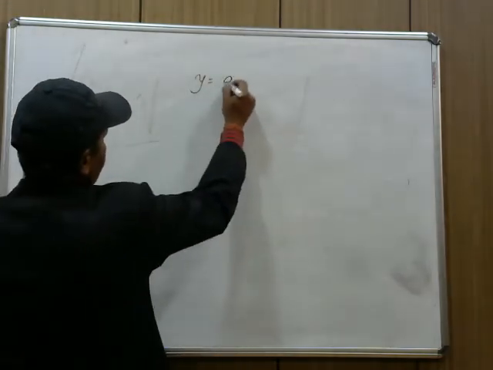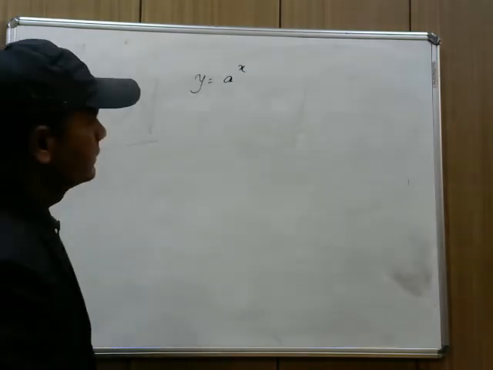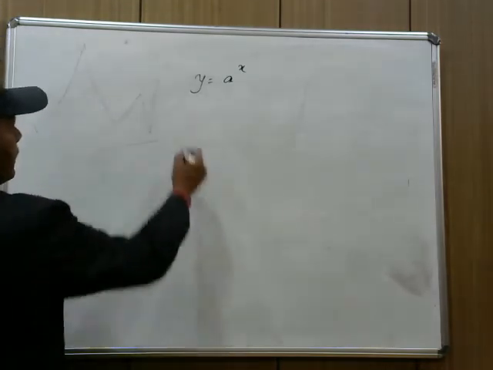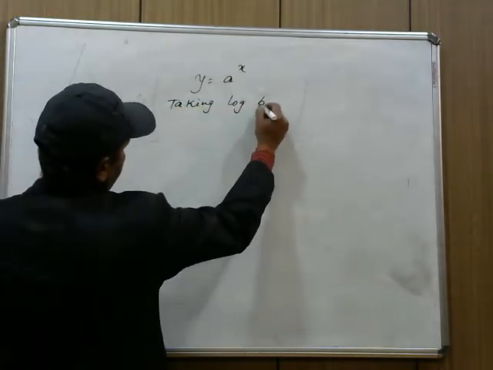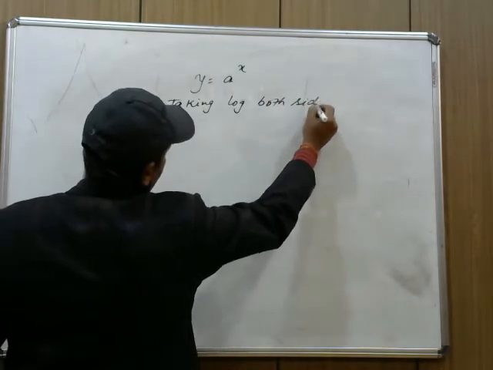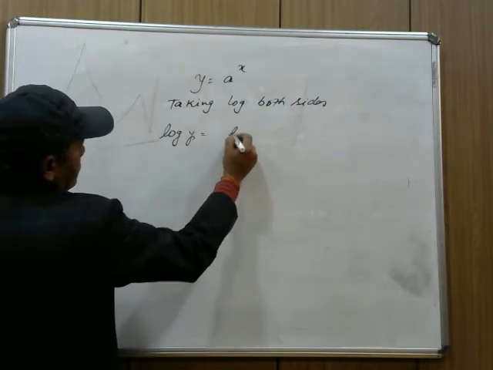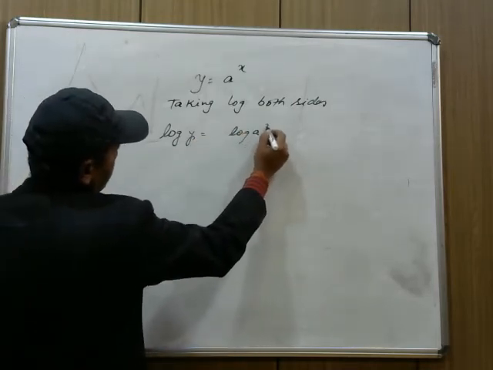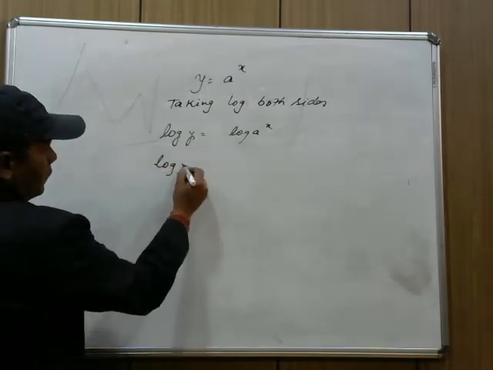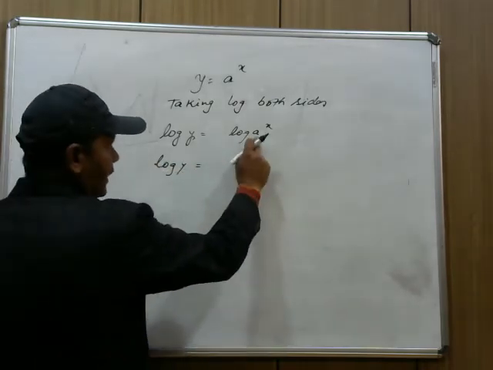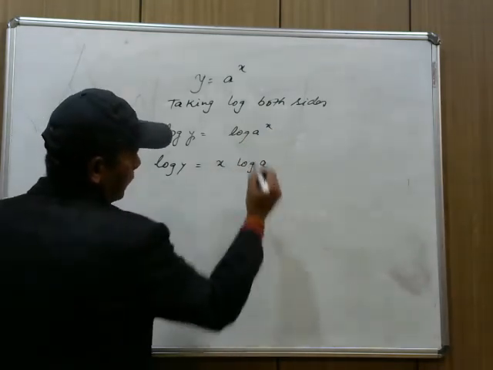Let y is equal to a to the power x. I have to find the differentiation of this, right? Taking log on both sides. What do I write? Log of y is equal to log of a to the power x, and log of a to the power x becomes x log a.